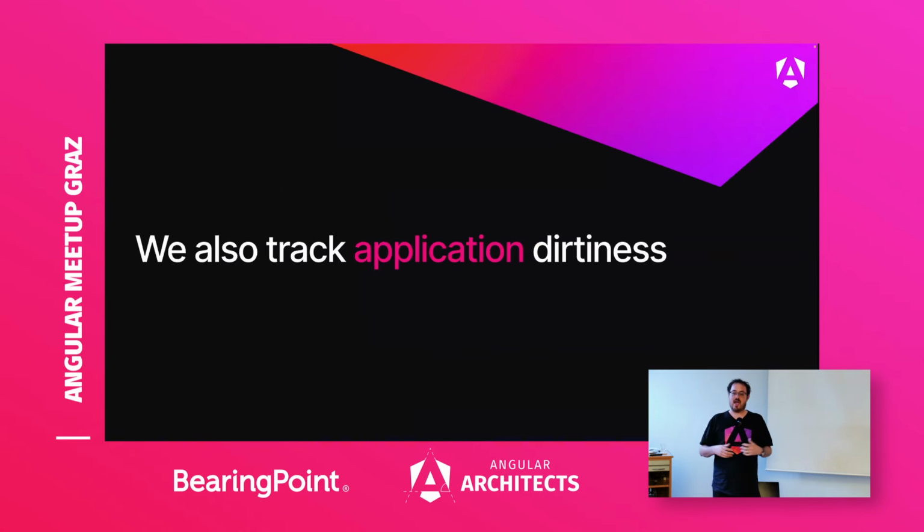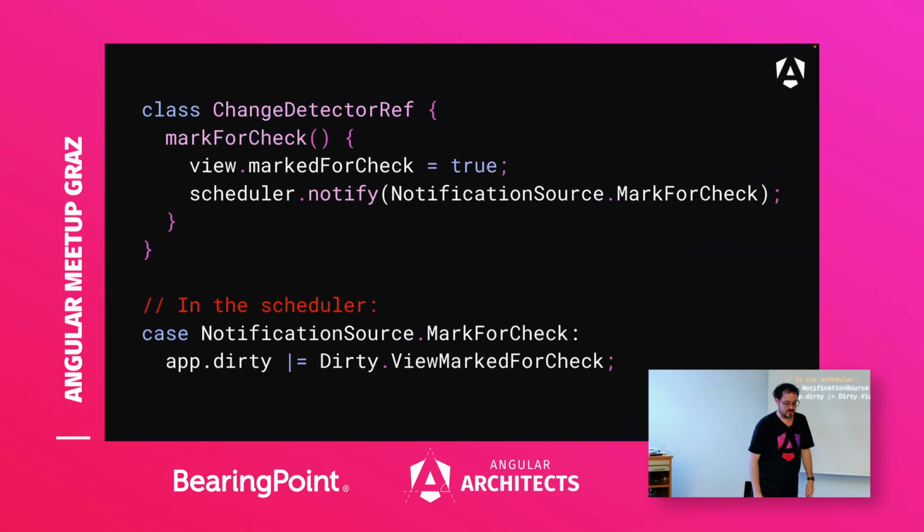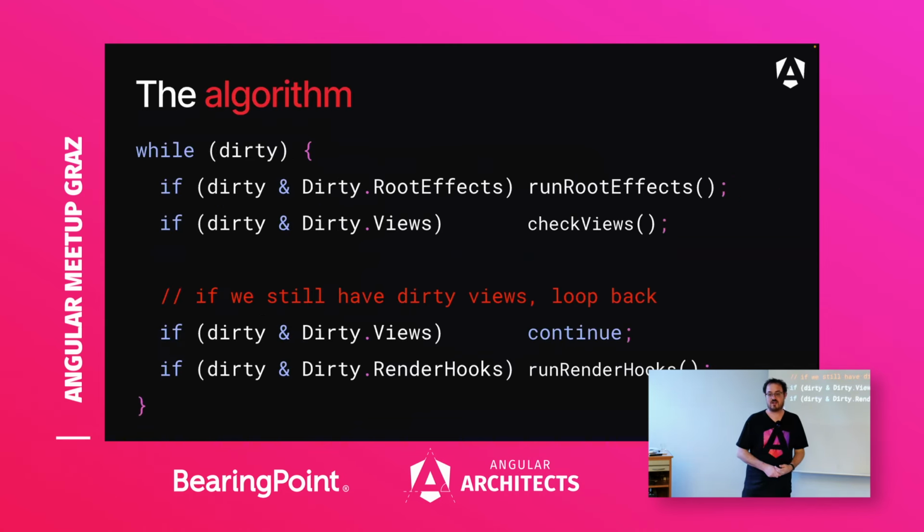And finally, the application itself has a rolled up concept of what needs to be changed. So we can track, for example, when you call mark for check, this notification to the scheduler, in addition to scheduling synchronization, is also setting a flag on the application saying, hey, there's some views that got marked for check, so this is what needs to happen. And with that understanding, we can actually look at what the synchronization algorithm is.